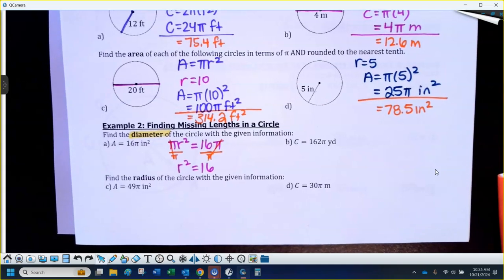If the radius squared is 16, does anybody know what the radius would be? Like, how would I get rid of the squared? Oh, everyone's quiet this morning. How do you get rid of a squared? Brody, what do you think?